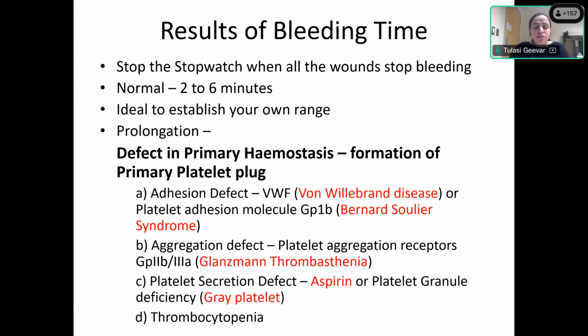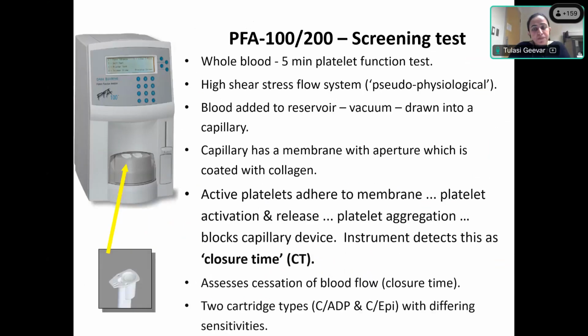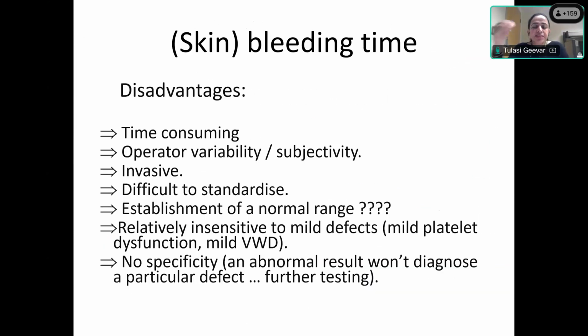Bleeding time is not a test that should be done in a preoperative setting. We understand the limitations. You should understand the limitations of the bleeding time: it is time consuming, subjective, invasive, difficult to standardize, and it can miss the mild disorders, and so on. But I'll just come to that in the next slides.